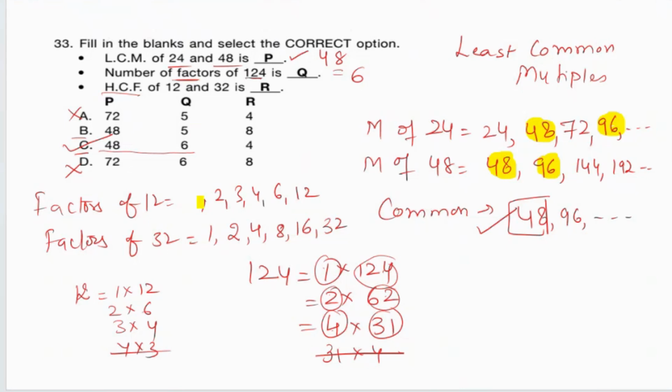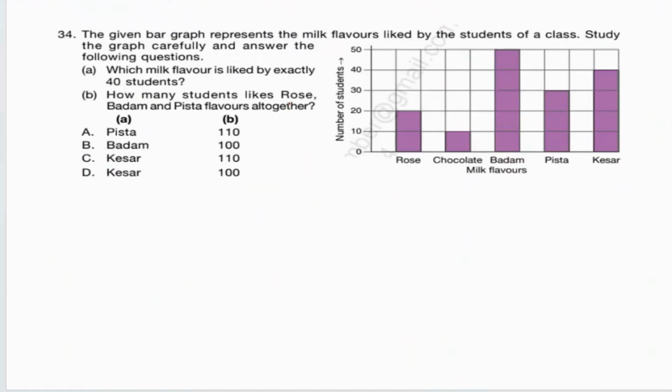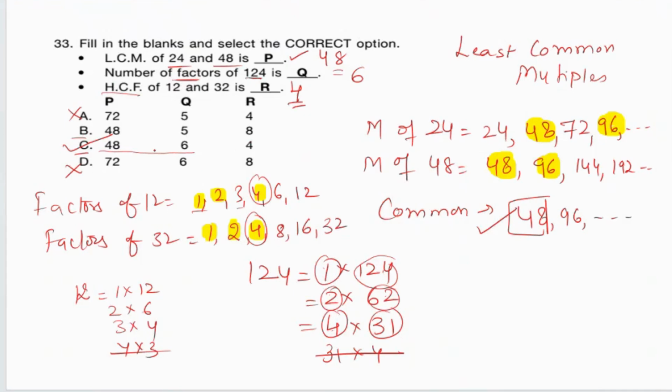Common factors: 1 is common here, 2 here, right? 4 here, right? 1, 2, 4. Can you see any other? No. So what is highest among 1, 2, 4? 4 is the highest among them. So it means the highest common factor is 4 here. Clear, everyone? Okay, coming to the next question. If you see there, C should be my answer: 48, 6 and 4.